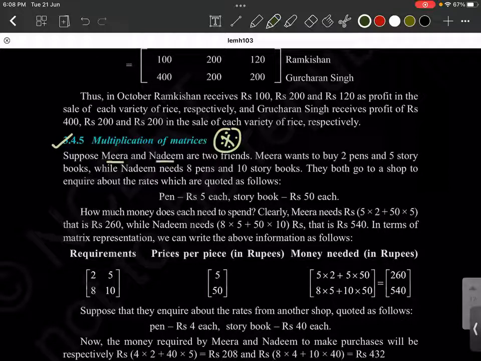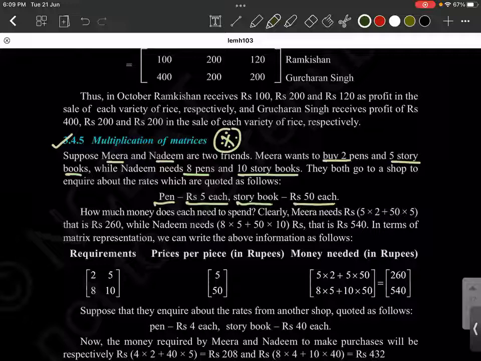Suppose Meera and Nadeem are two friends, and Meera wants to buy 2 pens and 5 storybooks, while Nadeem wants to buy 8 pens and 10 storybooks. They both go to a shop to inquire about the rates, which are quoted as follows. A pen is 5 rupees each, and a storybook is 50 rupees each. So how much money is each supposed to spend?